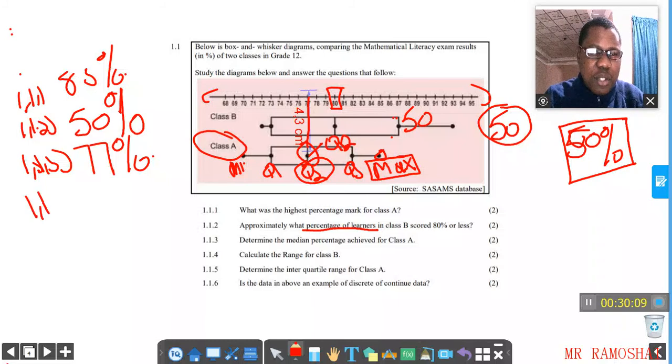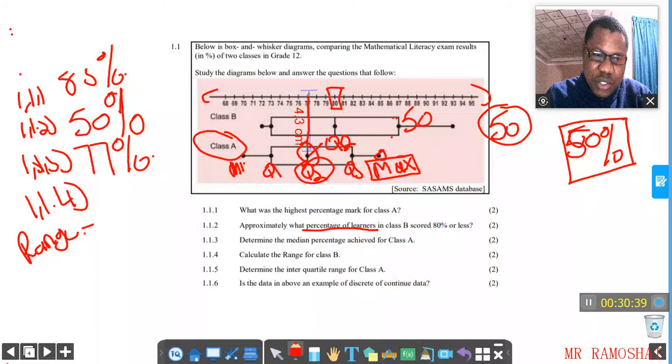Then let's go to 1.1.4, right? We look at 1.1.4. They say calculate the range for class B. Simple, guys. When you say calculate the range, don't go to your calculator, guys. Don't press your calculator yet. Relax. Go to your answer sheet and say range is equals to max minus minimum.